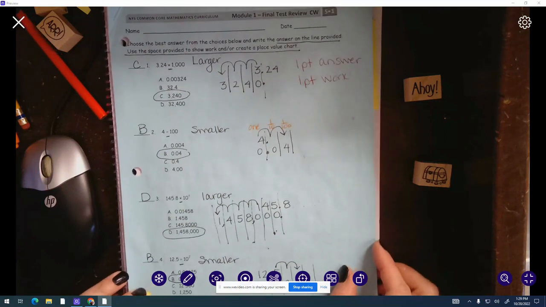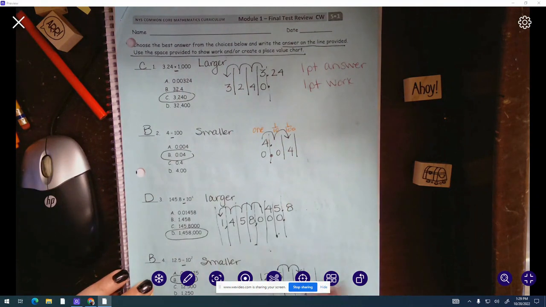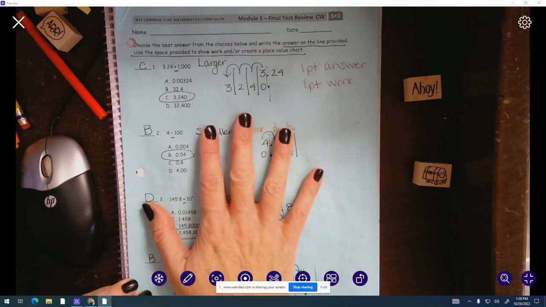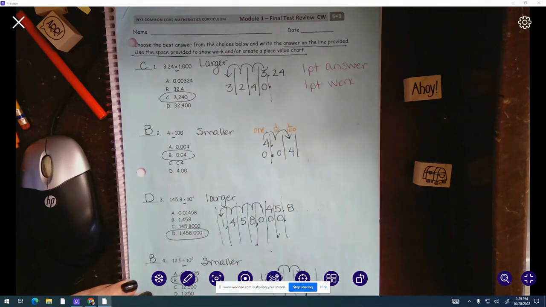Okay, let's go over our second full review before we take our Module 1 assessment. The first review was the green packet. This is the blue packet. This is our second full review. A third review has been with the word problem page that we got yesterday. And additionally, we did do a mid-module assessment that you can use for practice as well.